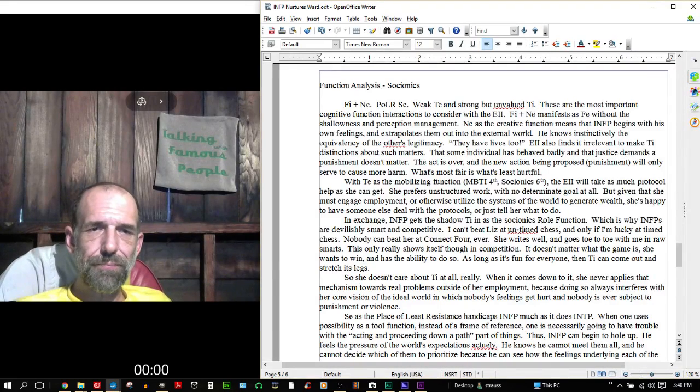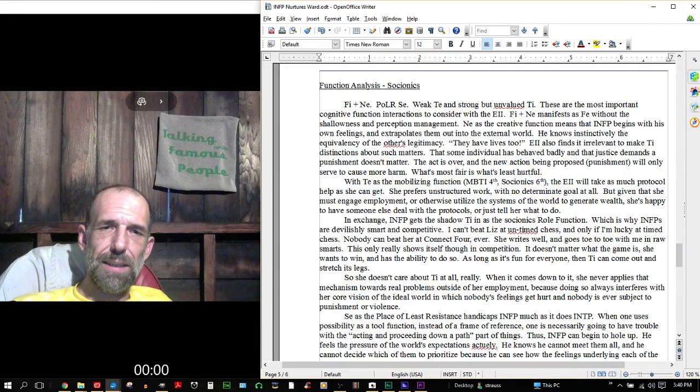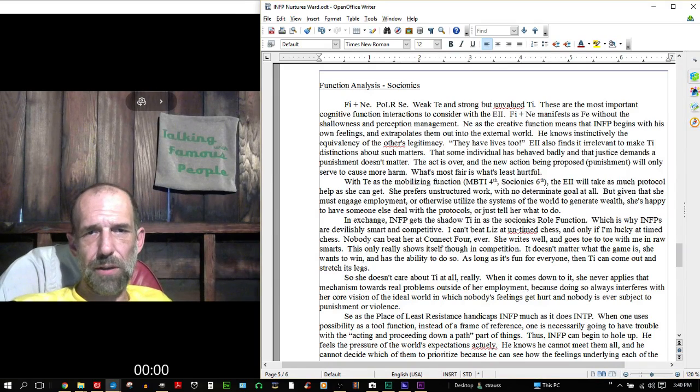So with Te as the mobilizing function, MBTI fourth, Socionics sixth, the EII will take as much protocol help as she can get. She prefers unstructured work with no determinate goal at all, but given that she must engage in employment or otherwise utilize the systems of the world to generate wealth, she's happy to have someone else deal with the protocols. Or just tell her what to do.